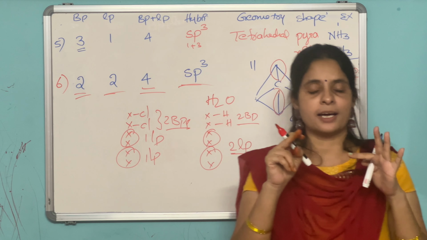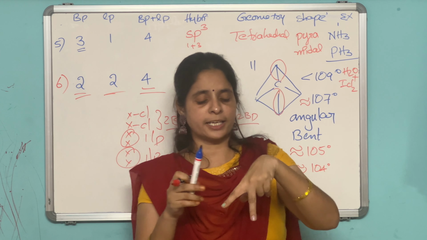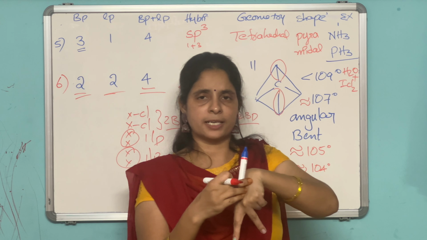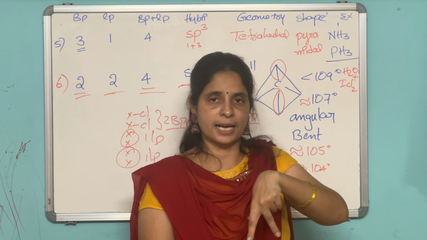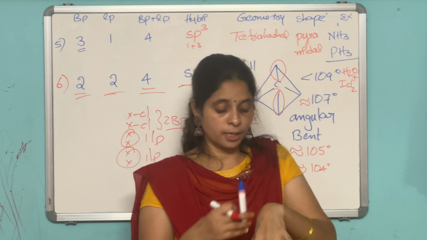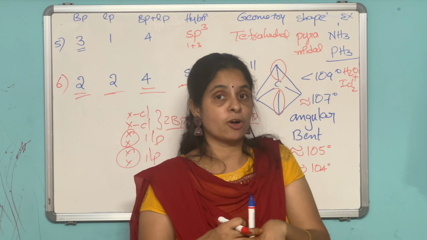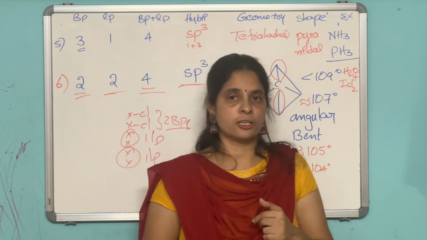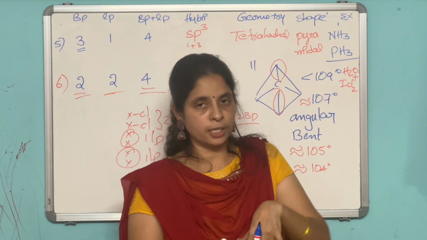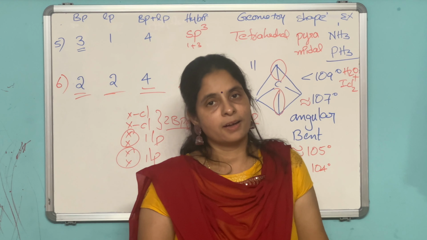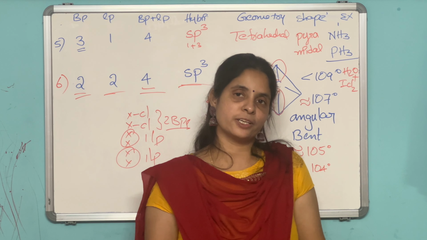Now 2 lone pairs are there. Where to keep these 2 lone pairs? Tetrahedral, you just imagine like this: 1 lone pair above the central atom, 1 lone pair below the central atom, and you are left with the bonds. While predicting the shape, you should not include these lone pairs, and because of the lone pairs there will be a distortion in the geometry and the bond angle also. So you are not including the above and below lone pairs. What is the shape? It is angular or bent shape.